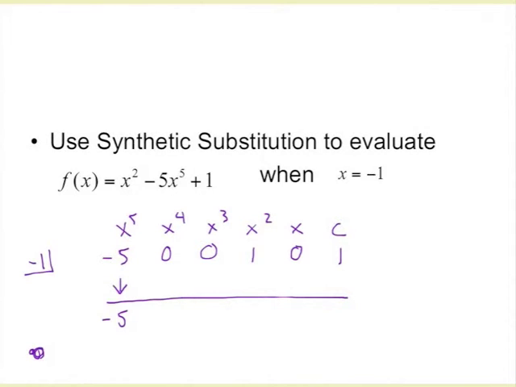All right, so we carry down that negative 5, and then we multiply anything underneath. So the negative 5 times negative 1 makes 5. Add down the column gives 5. Multiply by the box gives negative 5. Add down the column gives negative 5. Multiply by the box gives positive 5. Add gives 6. Multiply gives negative 6. Add gives negative 6. Multiply gives positive 6. Add gives a solution of 7.